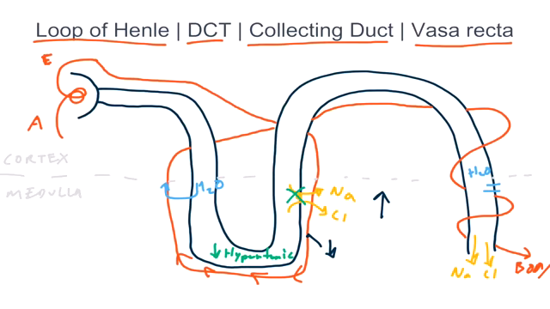Therefore, more water will stay in the collecting duct, thereby decreasing the osmolarity of the urine at this point. And that means that water will be excreted as waste, hence the name diuretic.